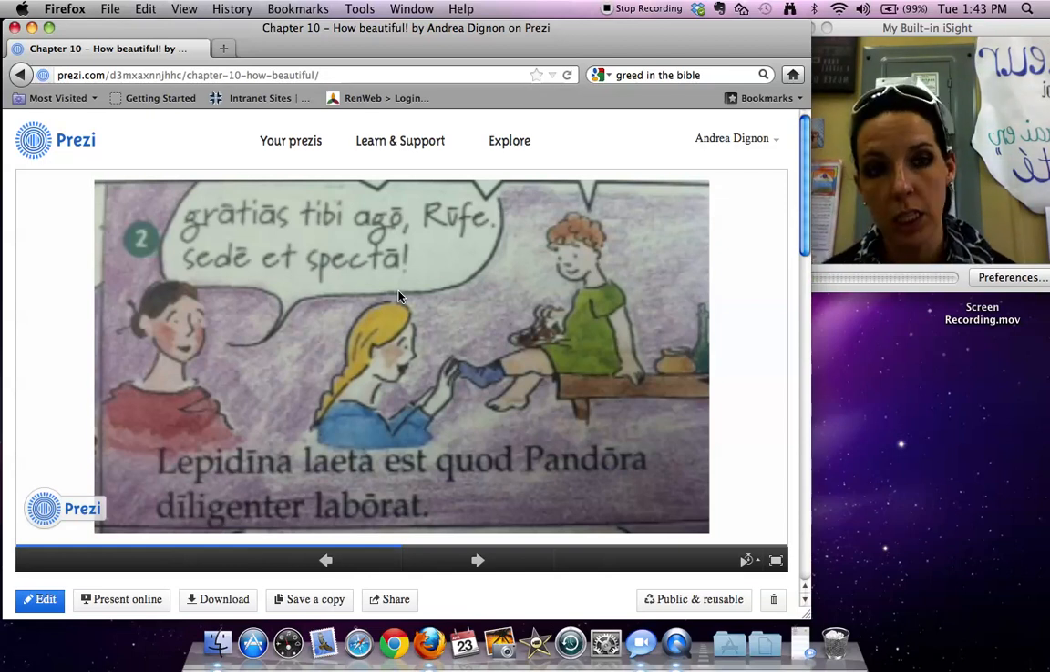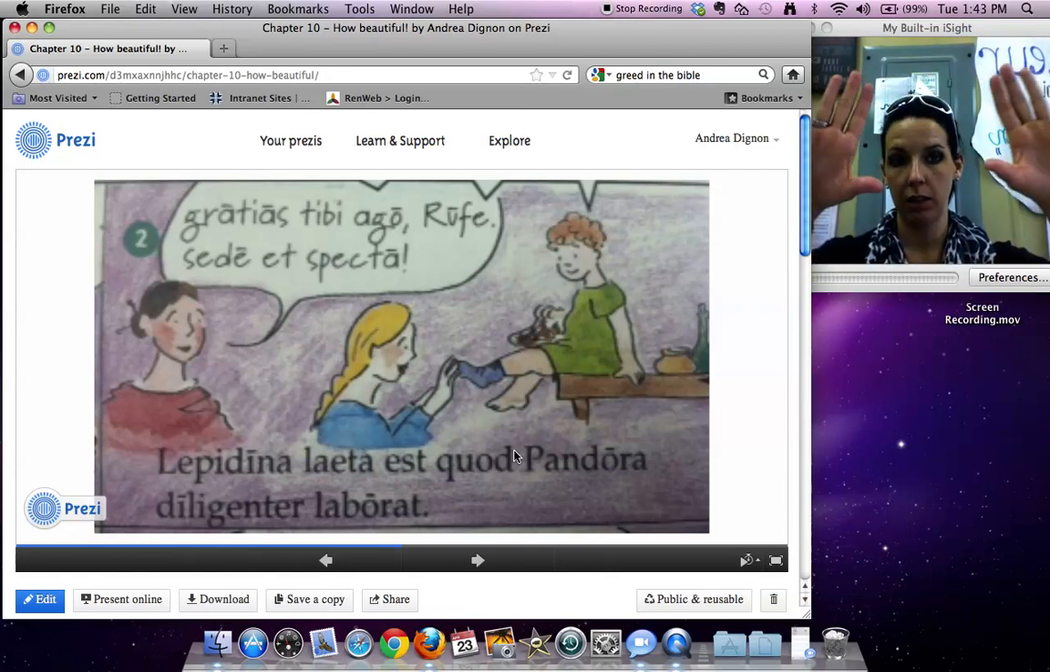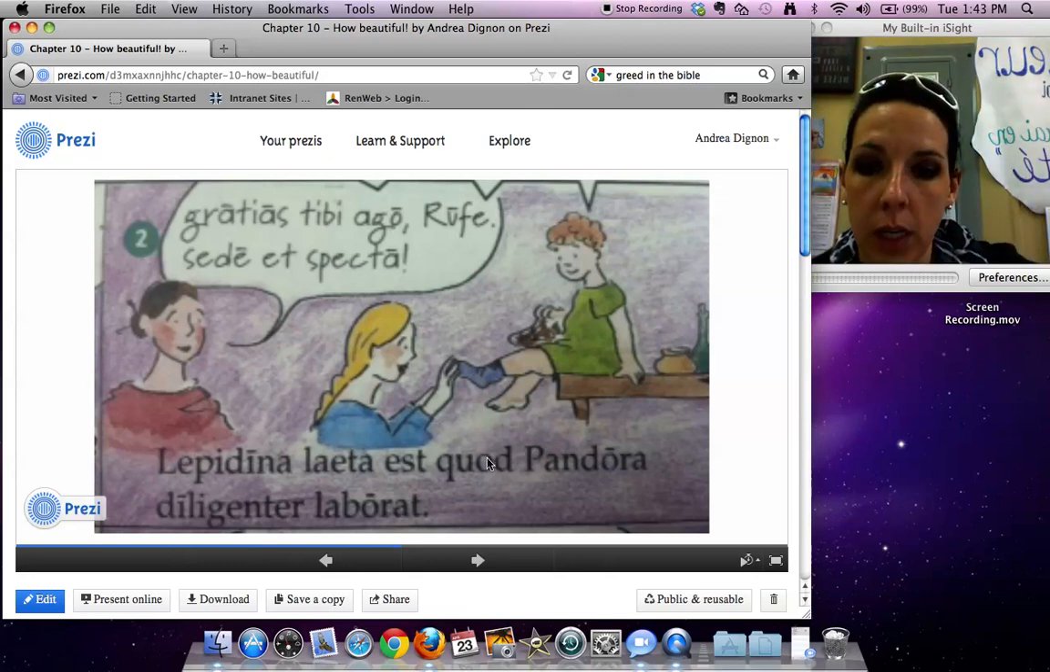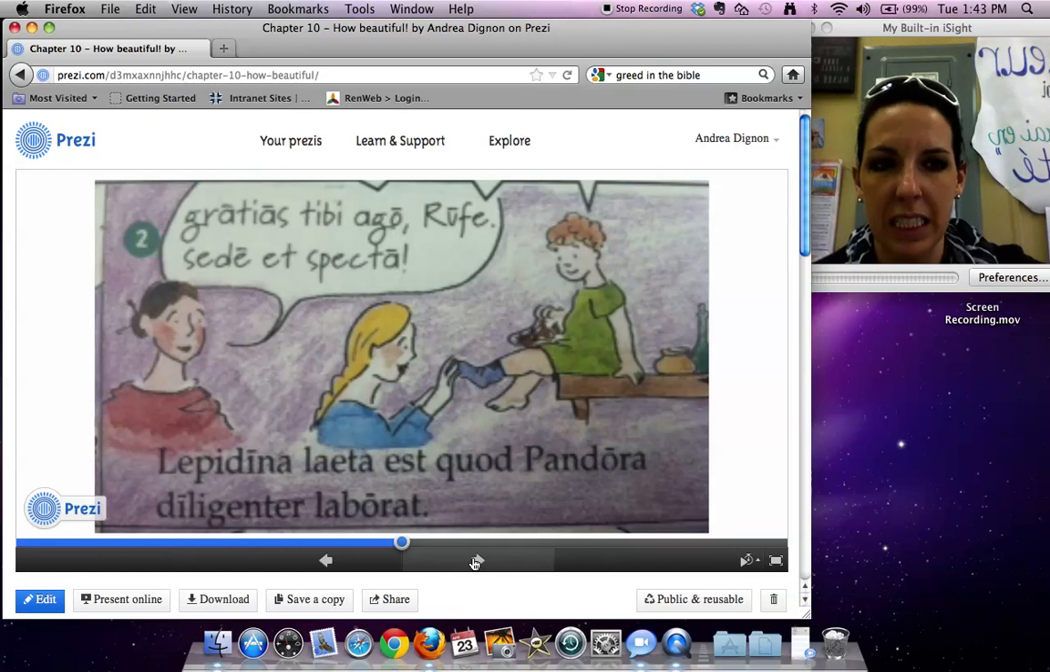This is where our first conjunction comes in. Lepidina laeta est is the phrase Lepidina is happy. Okay, quod, because Pandora diligenter laborat, because Pandora is diligently or carefully working. Okay, so remember that quod there. You've got two sentences stuck side by side, stuck together with a conjunction. It's really cool. It's like a magnet.